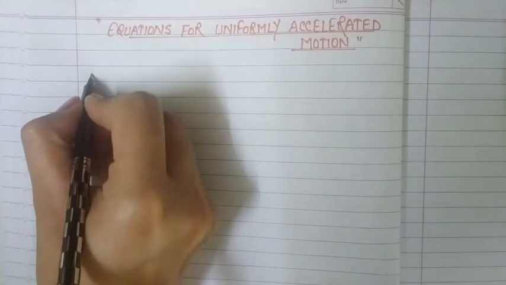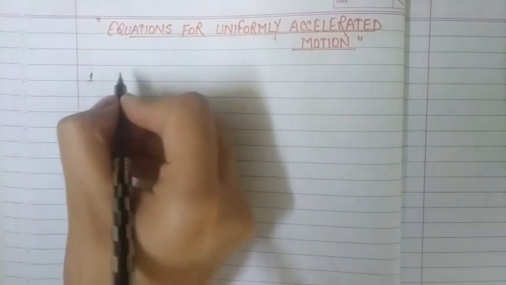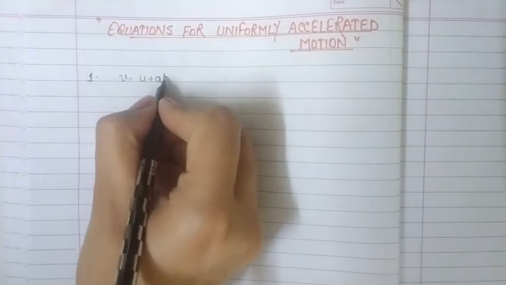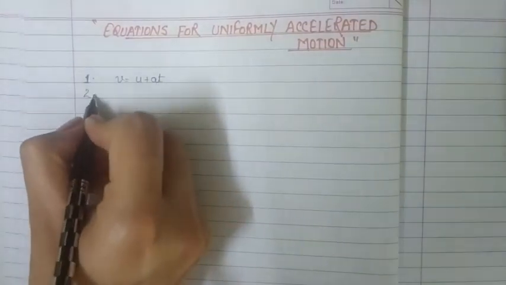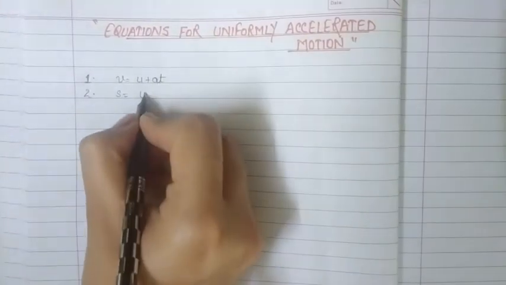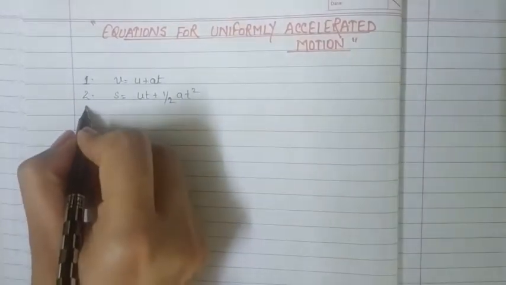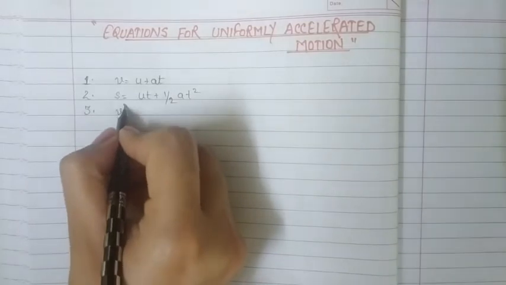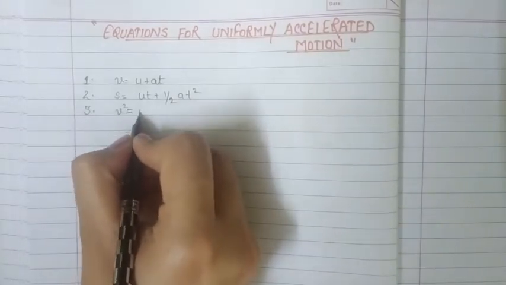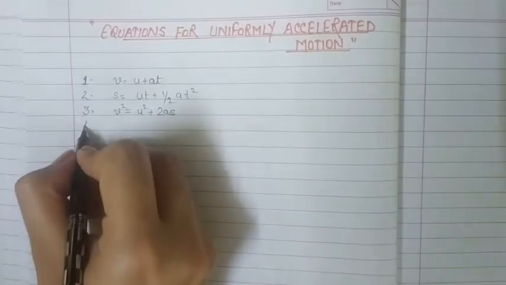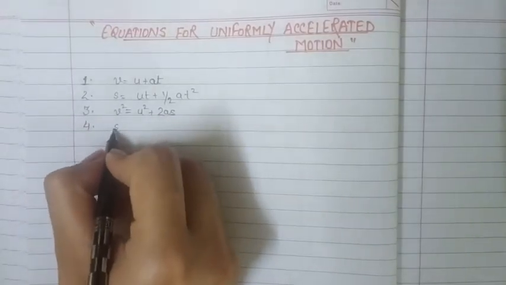First I am just writing the equations. First is v is equal to u plus at. Second, s is equal to ut plus half a t square. Third is v square is equal to u square plus 2as. And fourth is s nth.